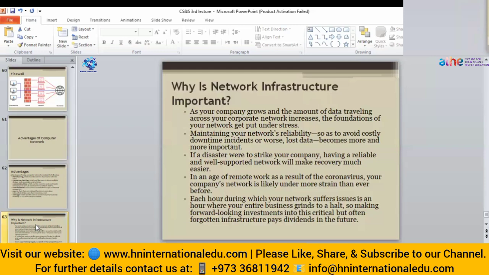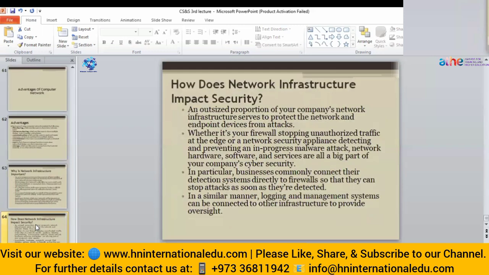Like in e-commerce or the banking sector, if you are unable to provide internet services or your application services, you can lose your clients. So making forward-looking investment into the critical but often forgotten infrastructure pays dividends in the future. So we have to make the infrastructure stronger.